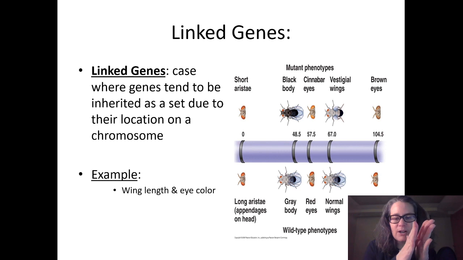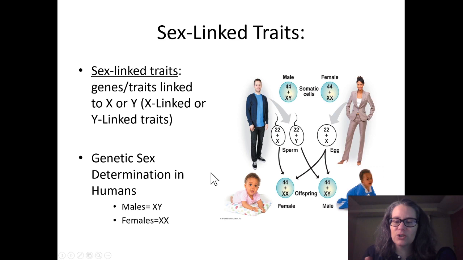The closer you are, the less likely that the enzymes are going to switch you during this crossing over phase. It doesn't mean it can't happen. It just means that it happens less frequently. And so often these linked genes get inherited as sets because they're found so close on the chromosome. We also talk about linkage to certain chromosomes.